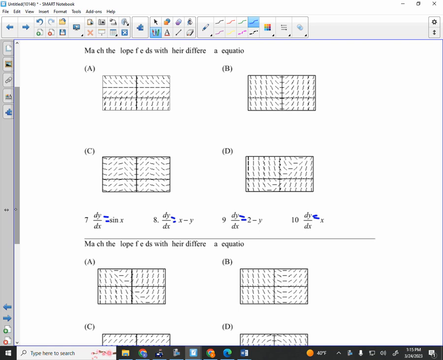You guys got good guesses? Let's try to check them. I started with this one right away, the 2 minus y. If you notice, this graph right here, this is the spot where y is equal to 2. So that's going to produce 0 slope. So therefore, letter A, that matches with number 10. Oh, I'm sorry, with number 9. Sorry about that, yep.